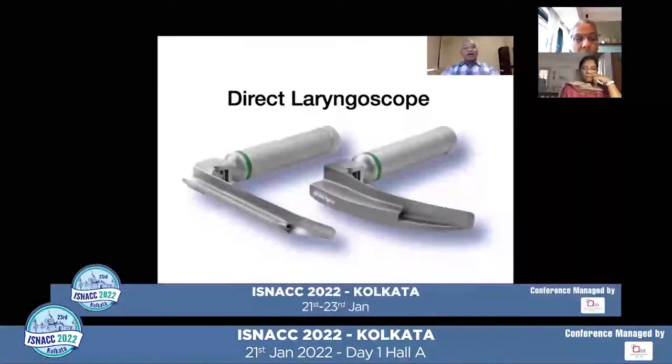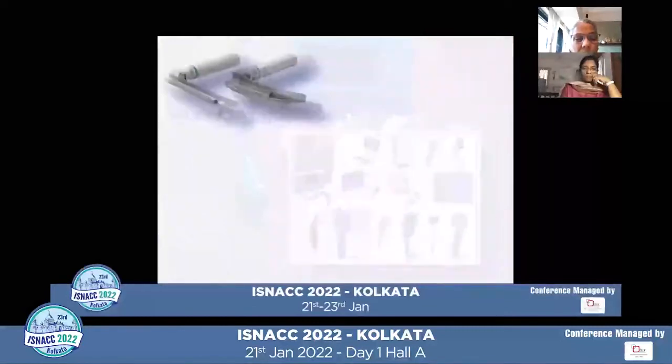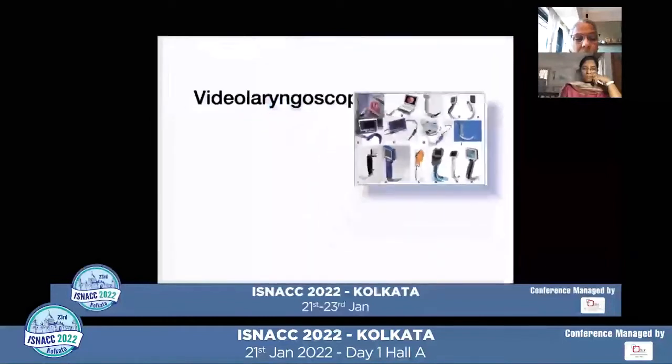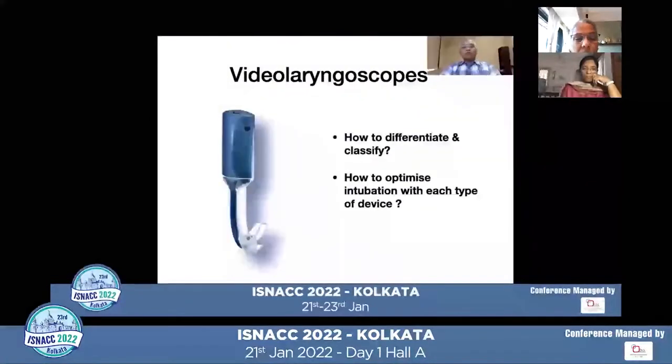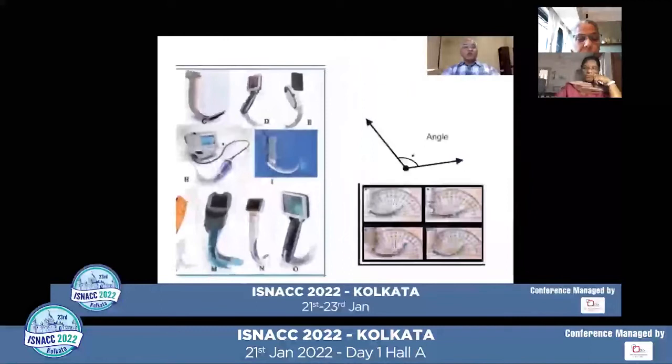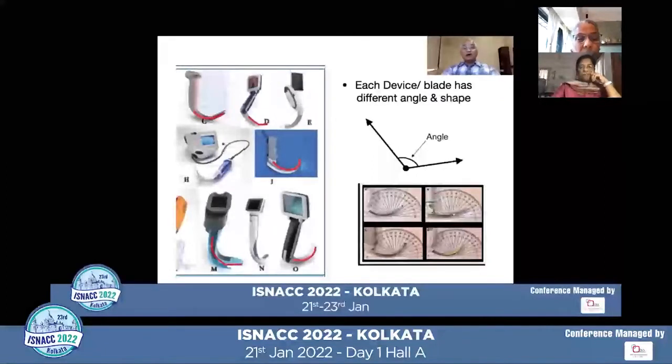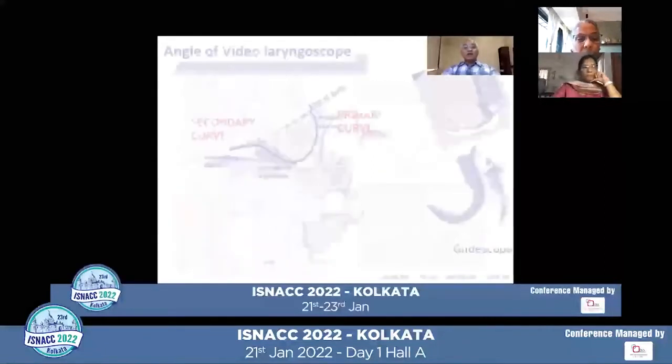Earlier with direct laryngoscopy there were very few devices and we had to do very few things before we started the anesthesia, but now there are multiple devices and we have to understand them. So we'll try to understand how to differentiate and classify them and how to optimize intubation with each type of device. If you carefully look at the blade part which goes inside the oral cavity of every device, it has a different shape and angle, and we need to understand that.